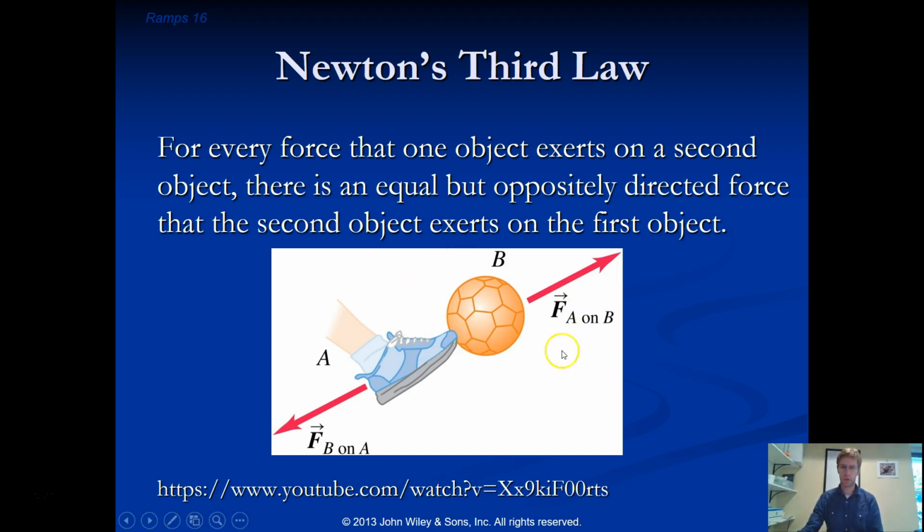That's why I have this picture here of a person kicking a soccer ball. It's an easy place to see this idea. When you kick a ball, the ball really is kicking you back just as hard. And you can feel that, right? If you don't believe me, try kicking something like a bowling ball or the wall. You'll definitely feel it then, right?